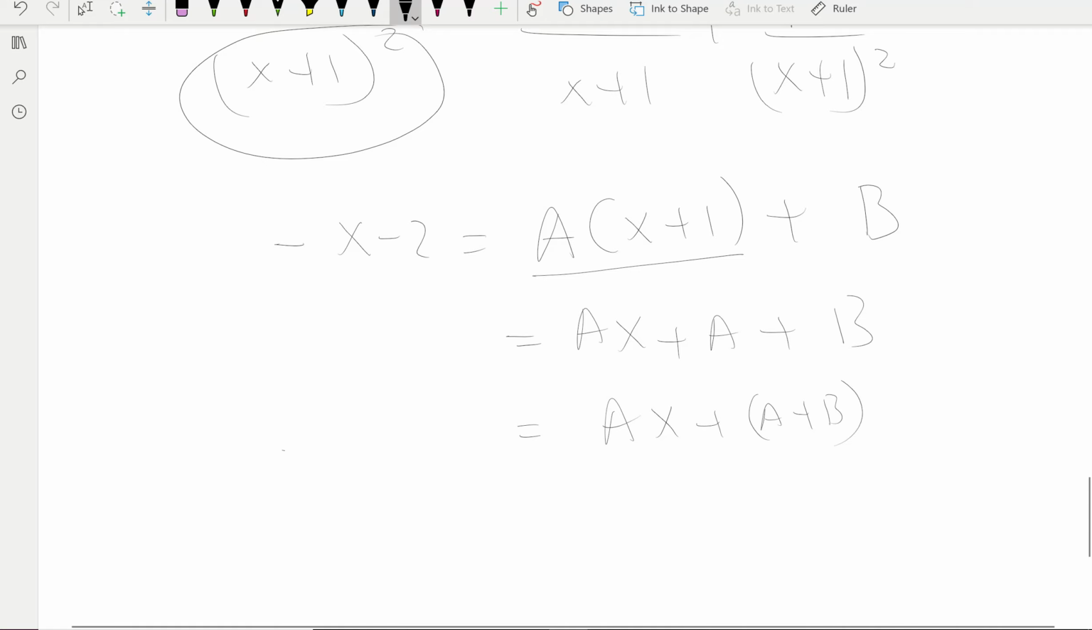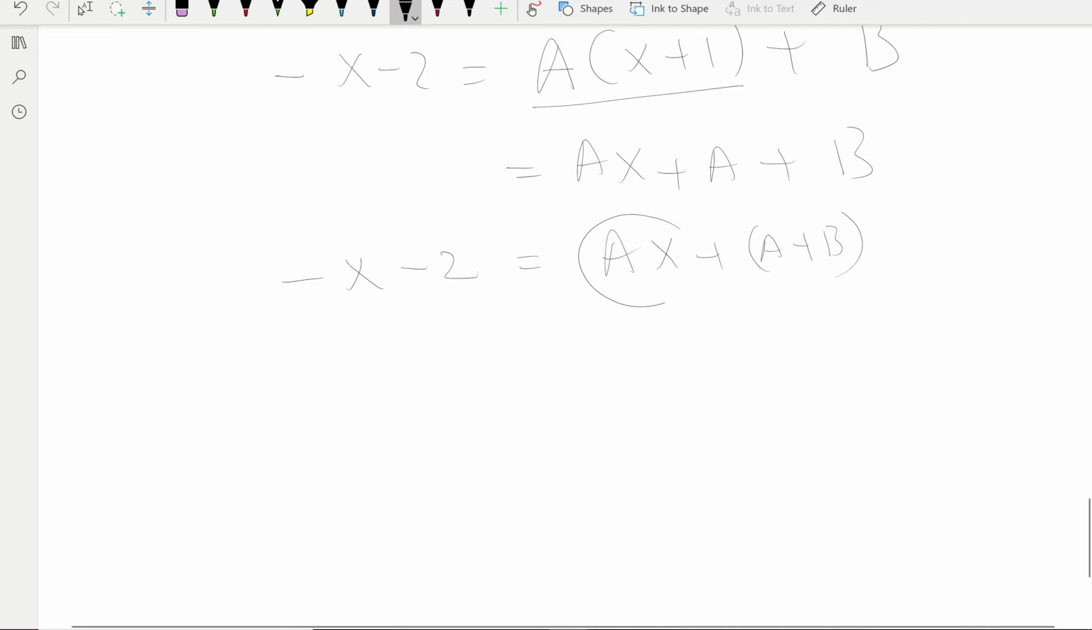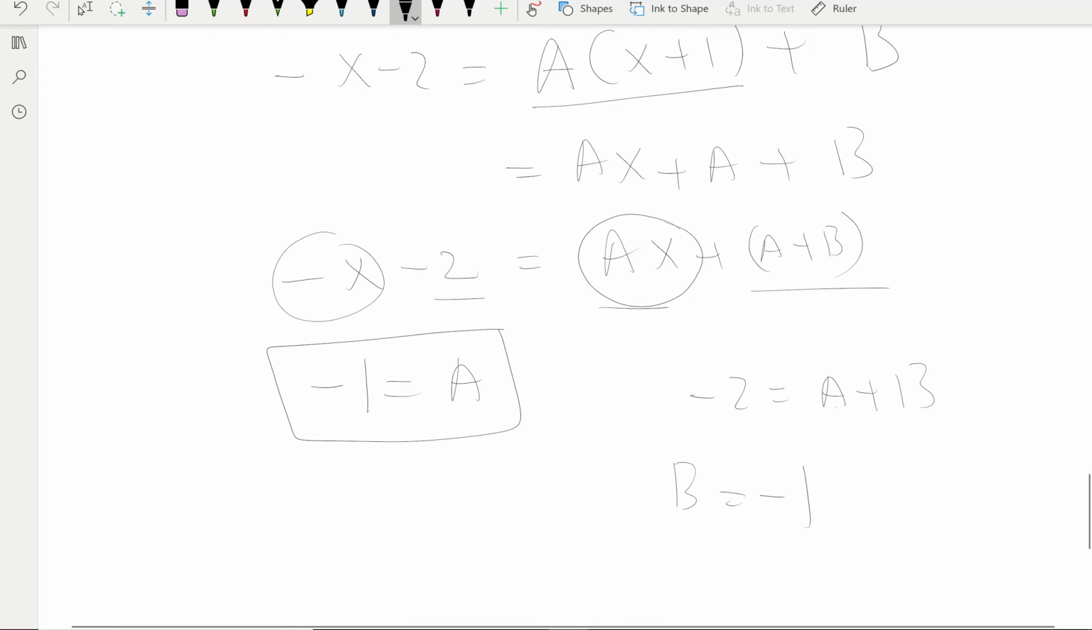Alright, so let's compare the coefficients. So if you compare the coefficient of x, it should be the same. So on the left it's negative 1, on the right it's a, so a is negative 1. Perfect. And negative 2 is a plus b. If you compare the constants on the left and right, a is negative 1. So what is b? b is also negative 1, right? Yes. So we got a and b.